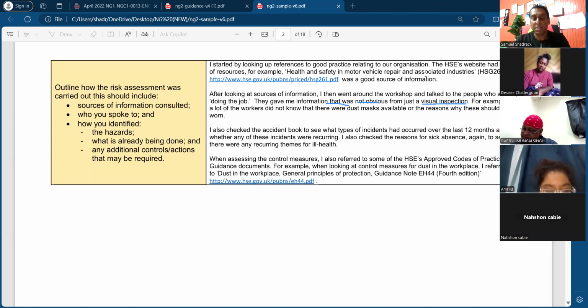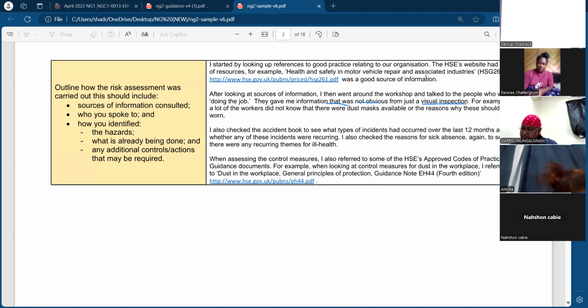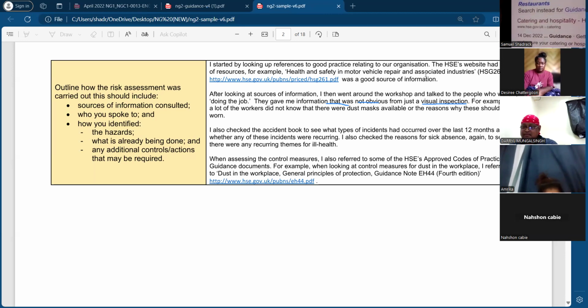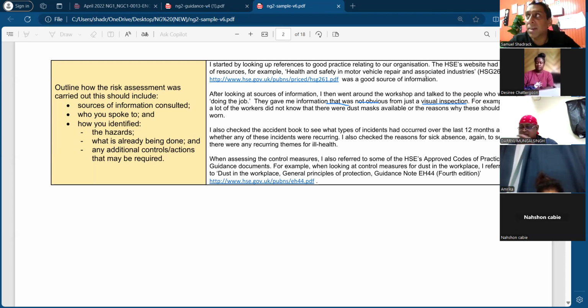It's coming up. Internet seems to be a bit slow at the moment. Okay, catering and hospitality. Look, I got some there. So that's what you're kind of using if you're using the restaurant thing, right? So you see, I started by looking up good practices relating to Frankie's Roti Shop. The HSE website had numerous information sources such as catering and hospitality. You click on it, and you're going to get the URL and stuff now, right? You get the URL and the guidance and stuff, right?